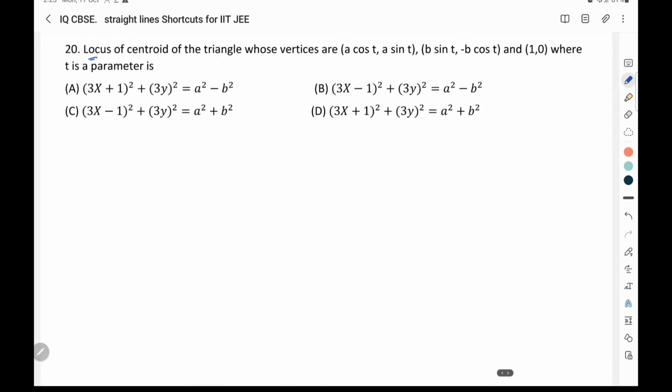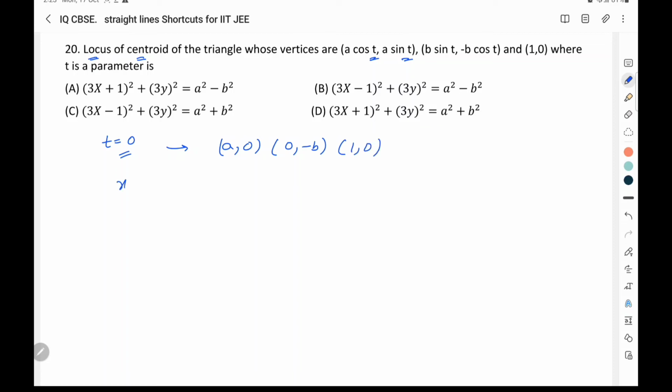Next one, again locus of centroid, where 3 points are given. For this kind of problem, just put some value in the place of theta or t, like t equals 0. So now our vertices are reduced and became (a, 0), (0, minus b), and (1, 0).